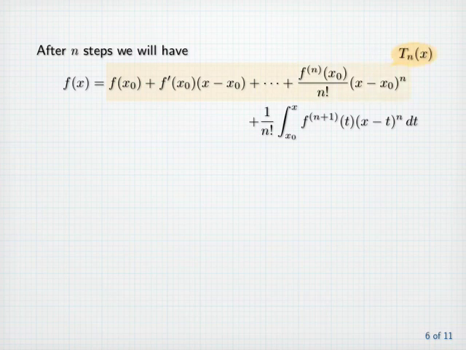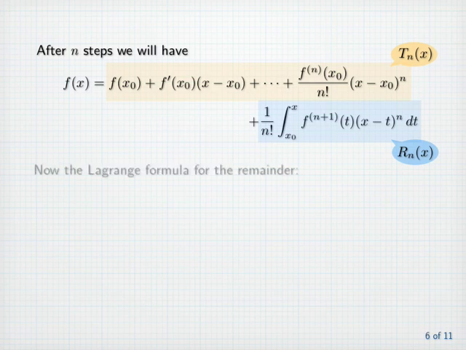and so the integral term on the second line must be the nth remainder R sub n of x, which is exactly what we wanted to show. Now for the Lagrange formula for the remainder.